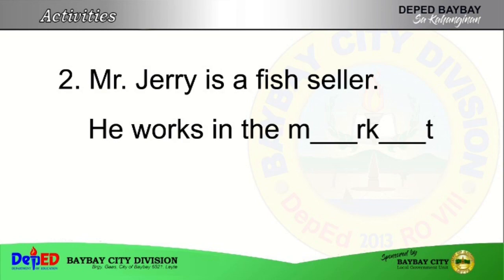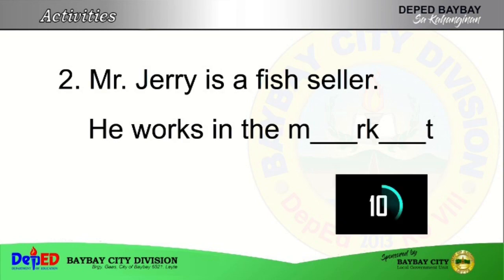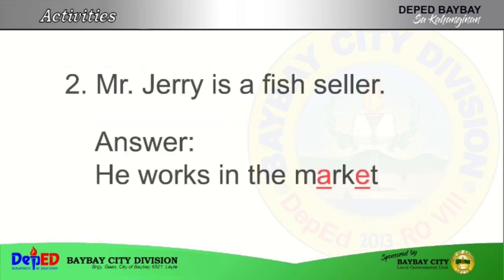Mr. Jerry is a fish seller. He works in a blank. The correct answer is market. Mr. Jerry is a fish seller. He works in the market.